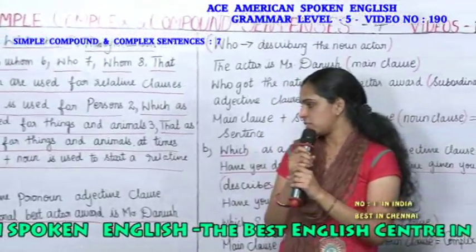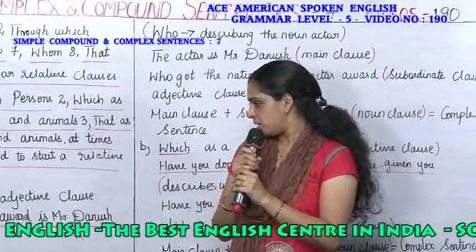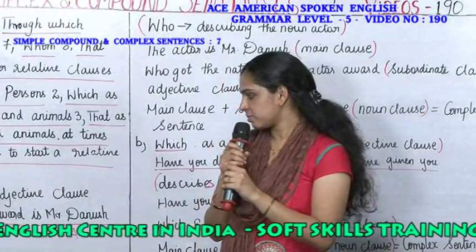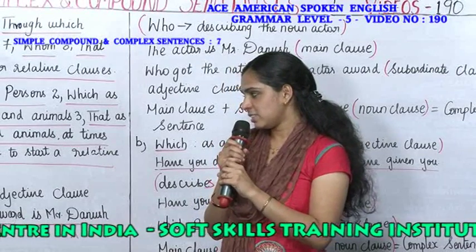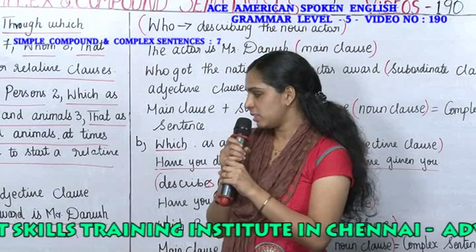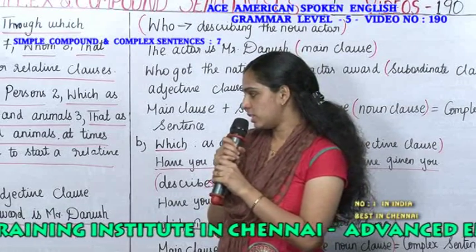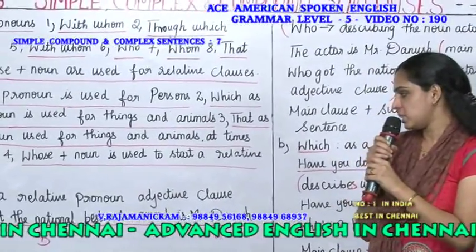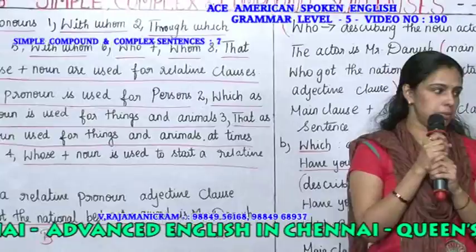Dhanush. So how do you describe that? How do you do the sentence operation? How do you find it is an adjective clause? How do you say it is a complex sentence? Yes, the sentence is a complex sentence because the actor who got the National Best Actor Award is Mr. Dhanush. The actor is Mr. Dhanush. It gives a complete sentence.